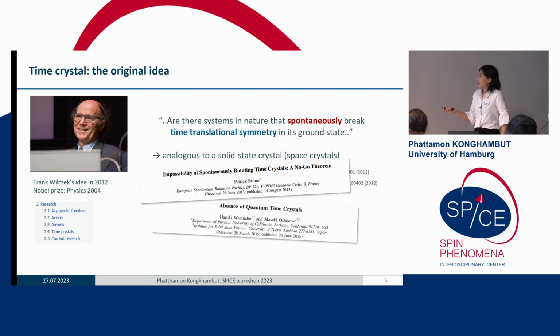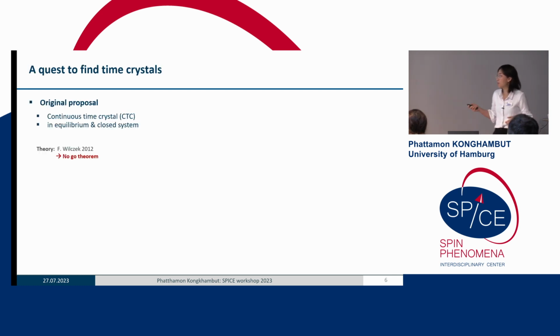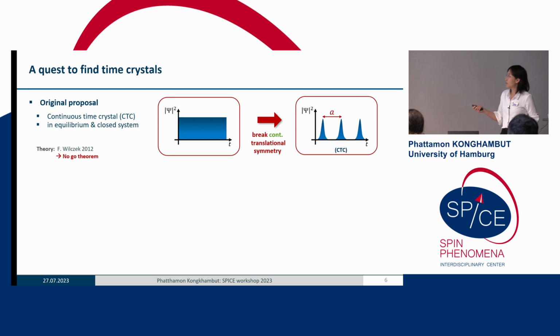So what is the history of all of this? In 2012 it was proposed by Frank Wilczek. In this original proposal you have a closed system, drawn by this box, and it breaks a continuous time translation symmetry. So this is impossible. Next, what people tried was to loosen the constraint a little bit. What if we don't break continuous translation symmetry? Or what if we don't break it in its ground state, but find a time crystal in a non-equilibrium state, for example? And this gave birth to a new field, which is called the search for a discrete time crystal.